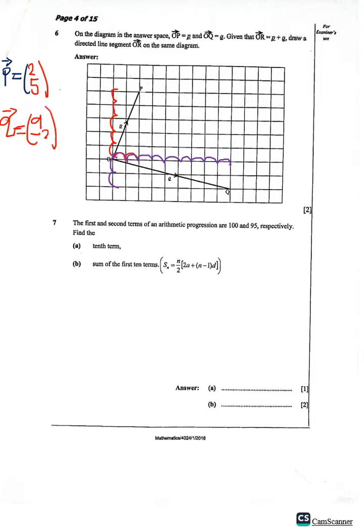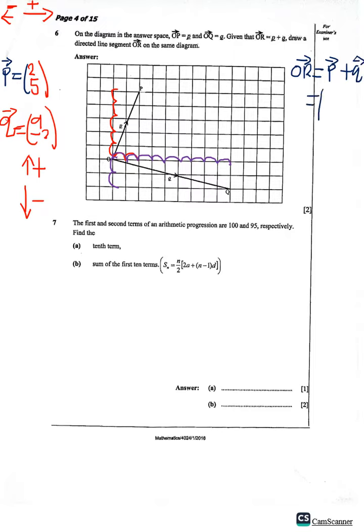Now you need to keep in mind, for x, if you are moving toward this arrow, the x value must be positive. In the opposite direction, the x value must be negative. Now for y, if you are moving down, it's negative. If you are moving up, it's positive. So that's the pattern. Now after finding this, we are going to add the two vectors, because we are given OR is equal to vector P plus vector Q.